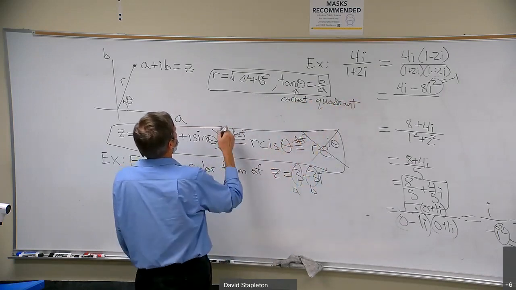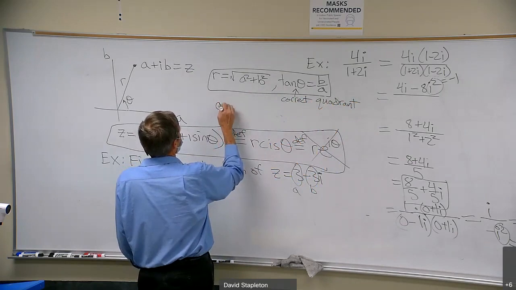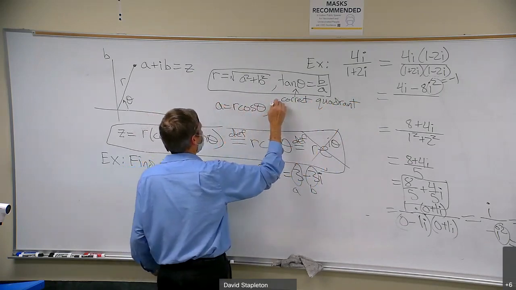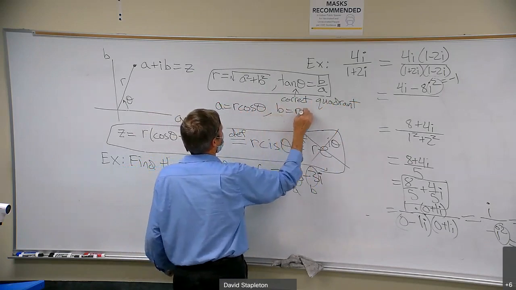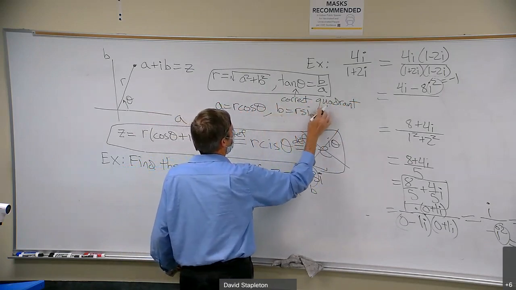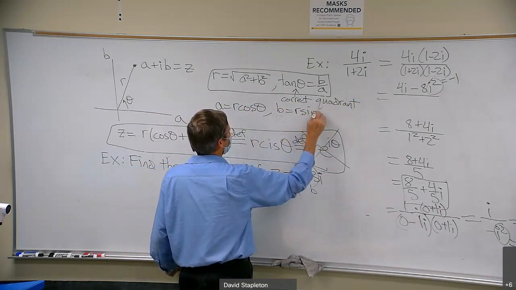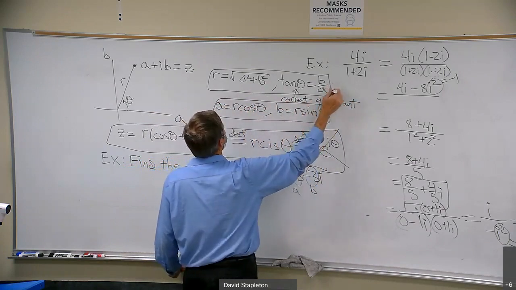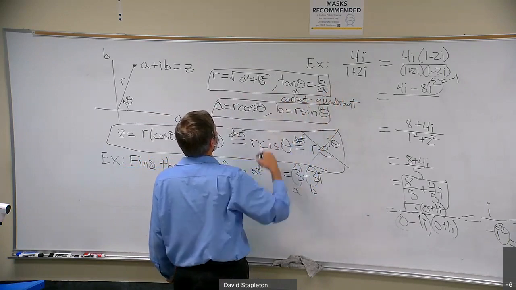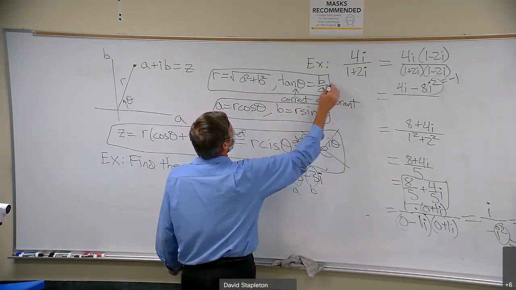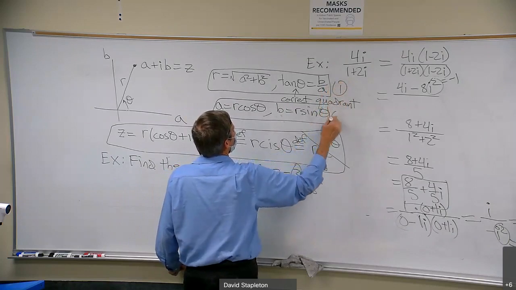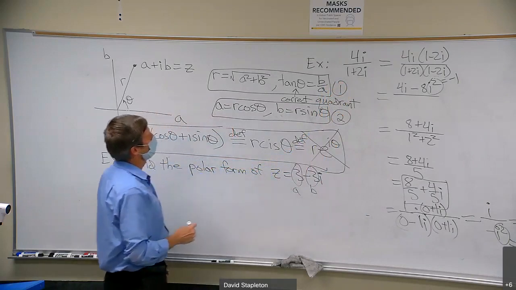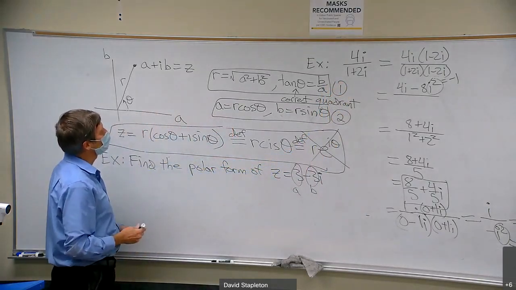Now going the other way, we had x equals r cosine theta, so now we have a equals r cosine theta. And instead of y equals r sine theta, we have b equals r sine theta. And these convert back from the polar form to the standard form. So it's just your same equations, 1 and 2 here, except with x and y replaced by a and b. Easy, huh? You don't let r be negative.